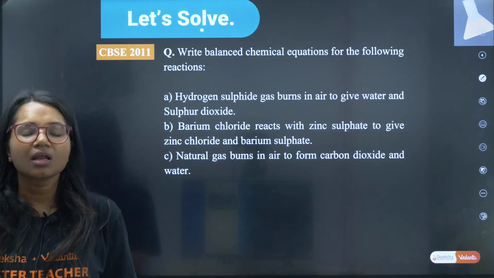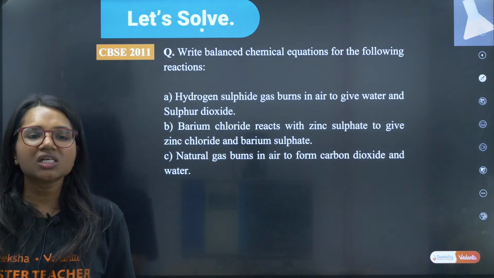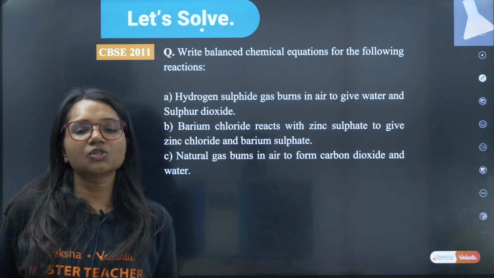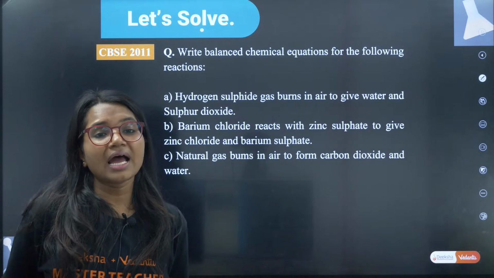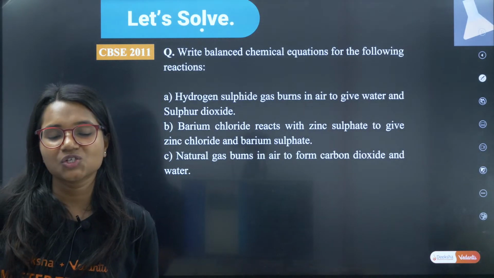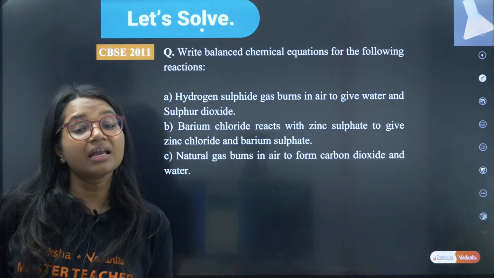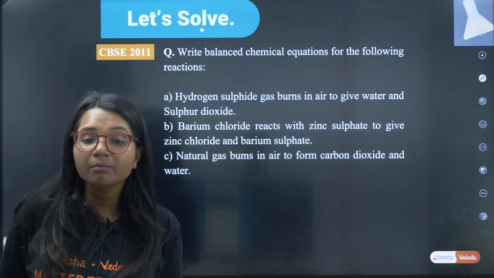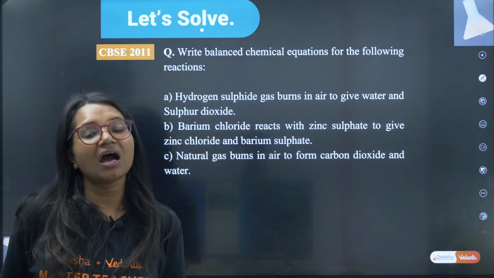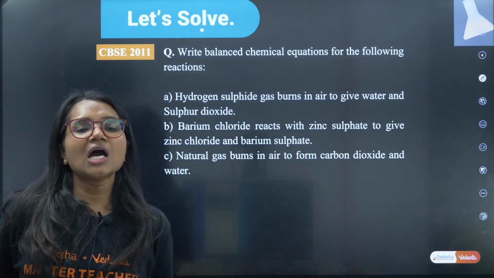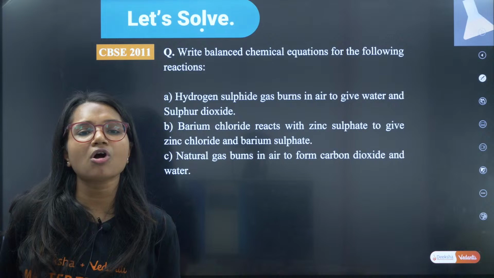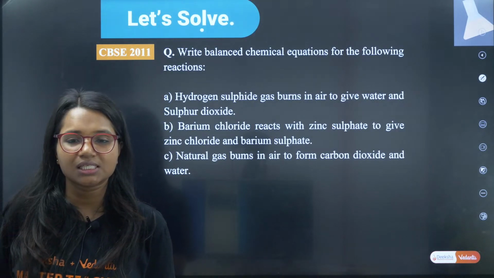Just have a look. I am waiting here. Read this question. Again, they are asking you to write the balanced reaction. If they have mentioned the word balanced, you have to write the balanced reaction. Write down the balanced chemical equation for the following reactions.